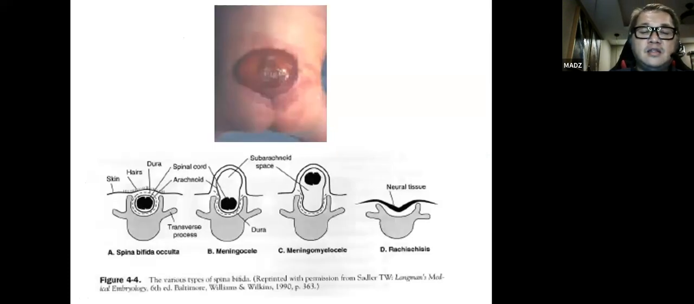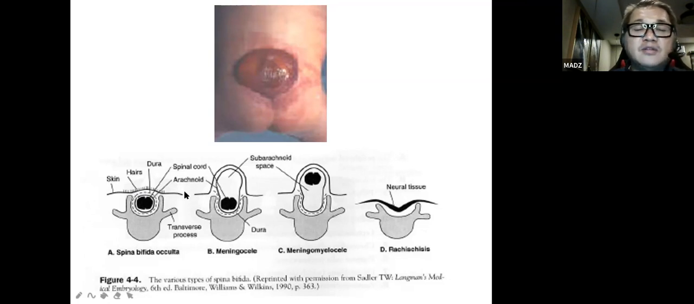So these are the types of spina bifida. First is the spina bifida occulta. There's no closure of the bone at the back. However, you only see a tuft of hair, which is called hypertrichosis. Okay? If you have hair in the inferior portion of the lower back, get an x-ray, because you may have spina bifida occulta.